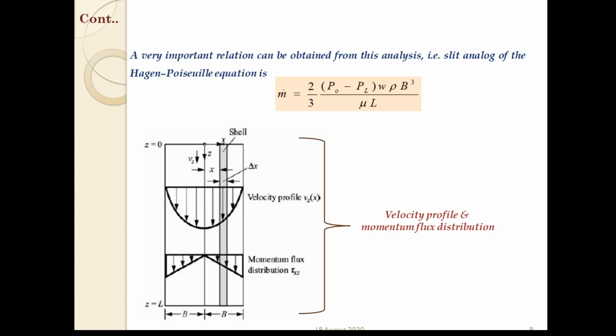Here we can see that the velocity in the z direction, when it is in fully developed condition, is a function of x, and the momentum flux distribution, which is tau xz, will look like this. So this is the velocity profile and the momentum flux distribution for this problem.